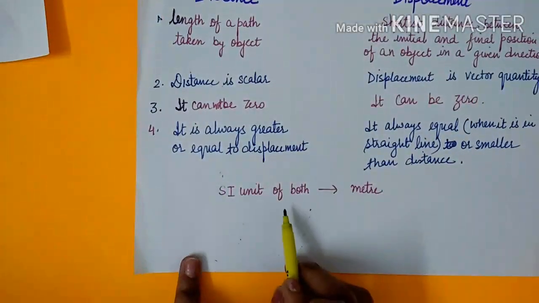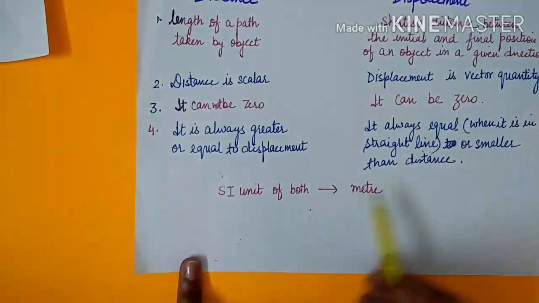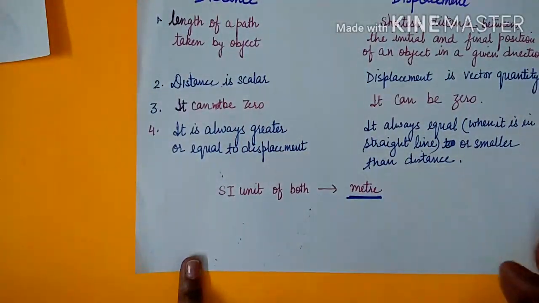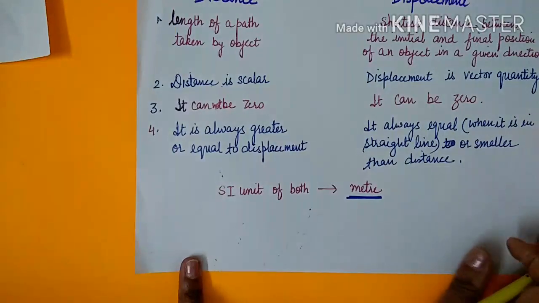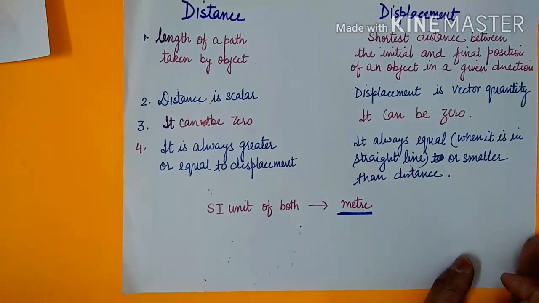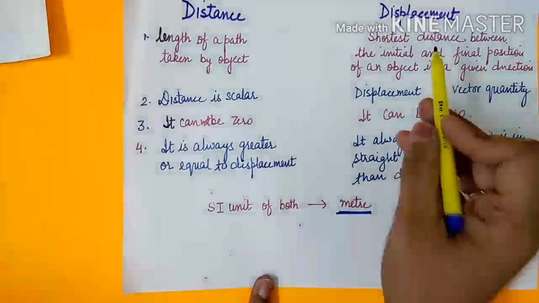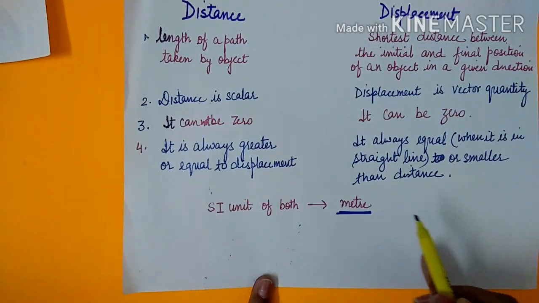One more thing I would like to discuss. The SI unit for both distance and displacement is meter. Although you can measure the distance and displacement in meter, centimeter, kilometer, millimeter, the SI unit for both distance and displacement is meter.